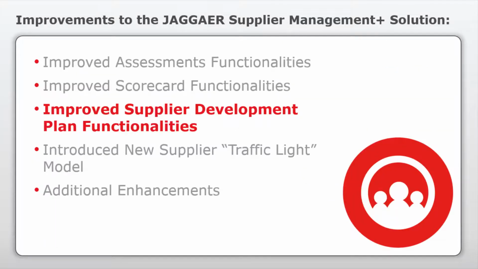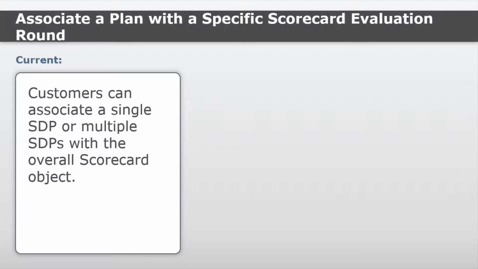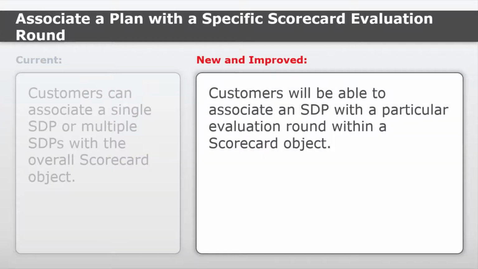The next set of features we'll discuss are related to improvements to supplier development plans. The first enhancement to supplier development plans is the ability to associate a plan with a particular scorecard evaluation round. Currently, customers are able to associate a supplier development plan with the scorecard object itself, not a specific evaluation period within that scorecard. So in the upcoming release, customers will be able to associate a plan with a specific evaluation round in a scorecard. Associating a plan with the scorecard object itself will no longer be possible.